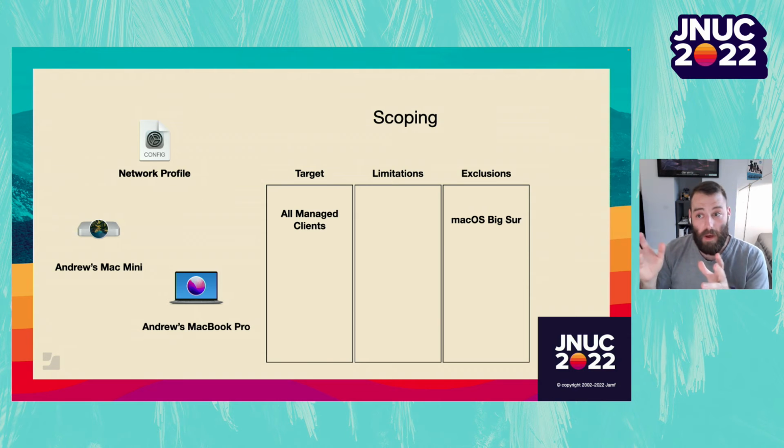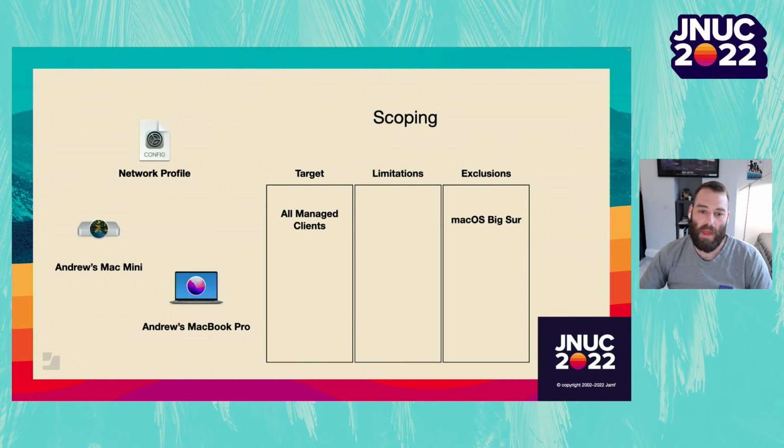Within that, we've got a couple of smart computer groups in this case. So we've got all managed clients, and we've got macOS Big Sur, which is a group that I created before that includes any computers running macOS Big Sur. So just to go through scope, with scope we have targets, we have limitations, and we have exclusions. Simply put, targets get the scoped object. Limitations limit which of those devices in the targets receive the scoped object. Exclusions do not get the scoped object. Exclusions override limitations, which override targets.